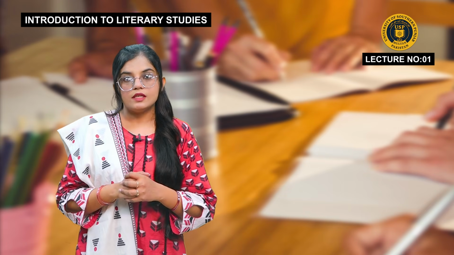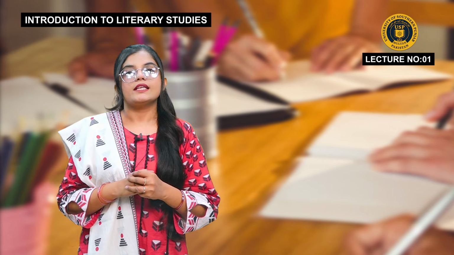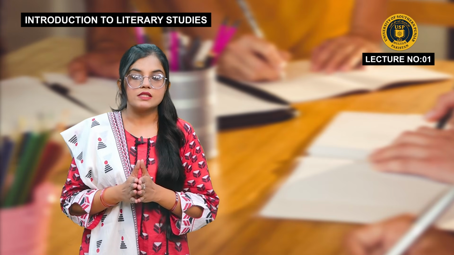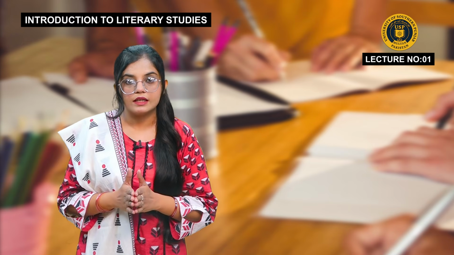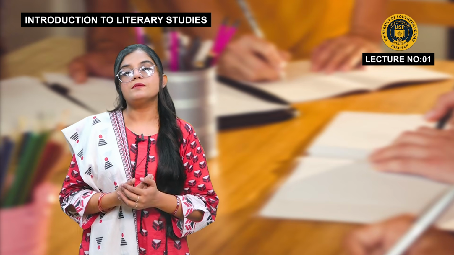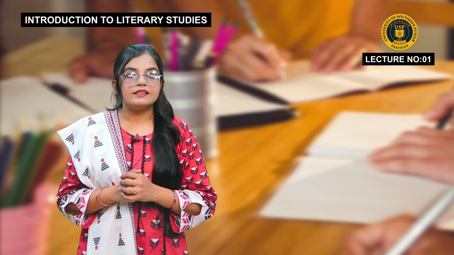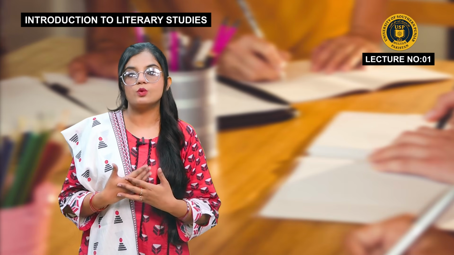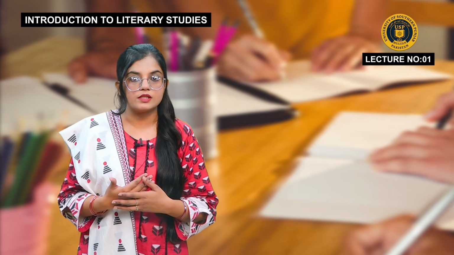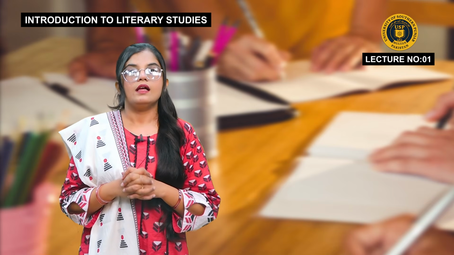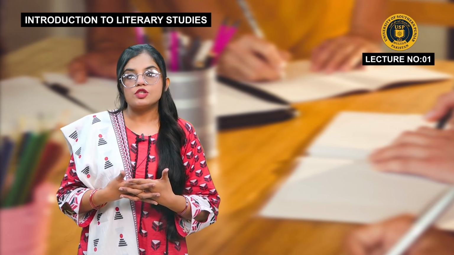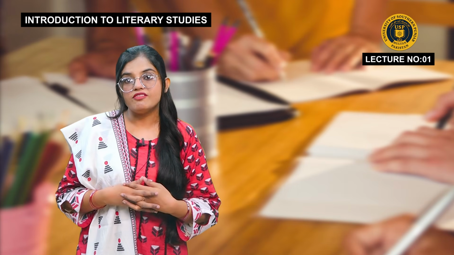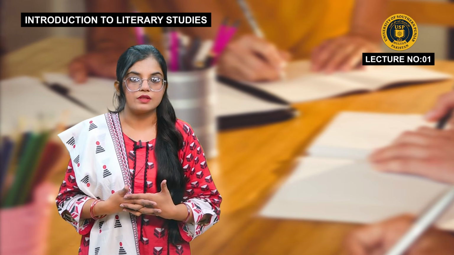The next function is to describe. Expository writing describes specific subjects, objects, places, or events in detail, which helps to offer a clear and vivid portrayal that enables readers to visualize and comprehend the subject being discussed. For example, a brochure of a housing society exemplifies the descriptive attribute of expository writing.